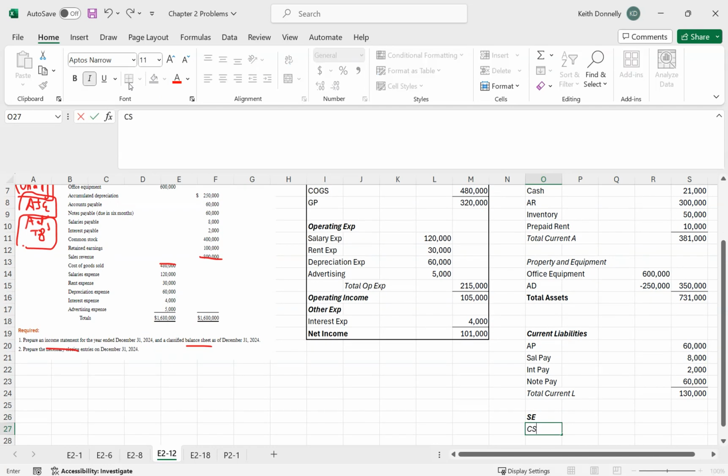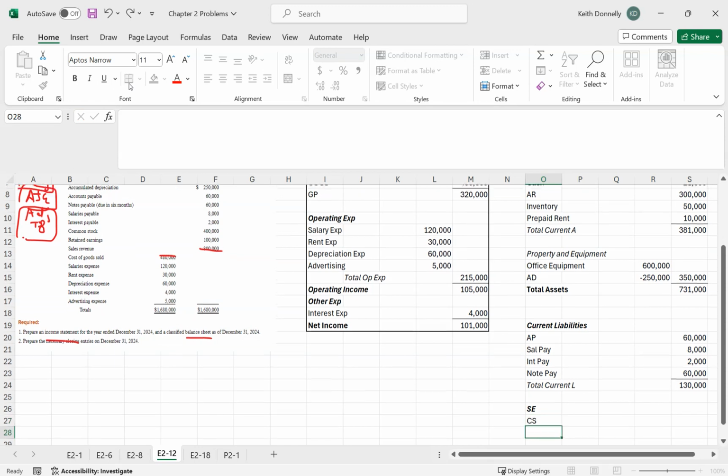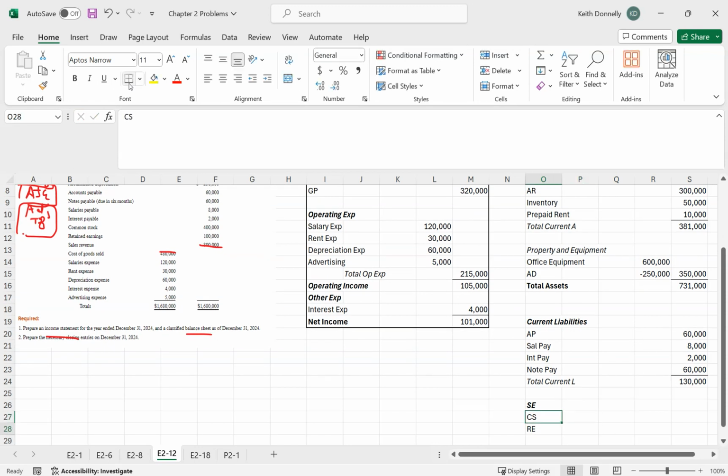We're going to have our common stock and our retained earnings. Again, I just use shorthands for this. You're not going to see CS exactly like that in practice, but I do it to save some time and be a little more efficient for you guys. So when we pluck it out, it's going to be 400,000 for common stock, and our retained earnings.